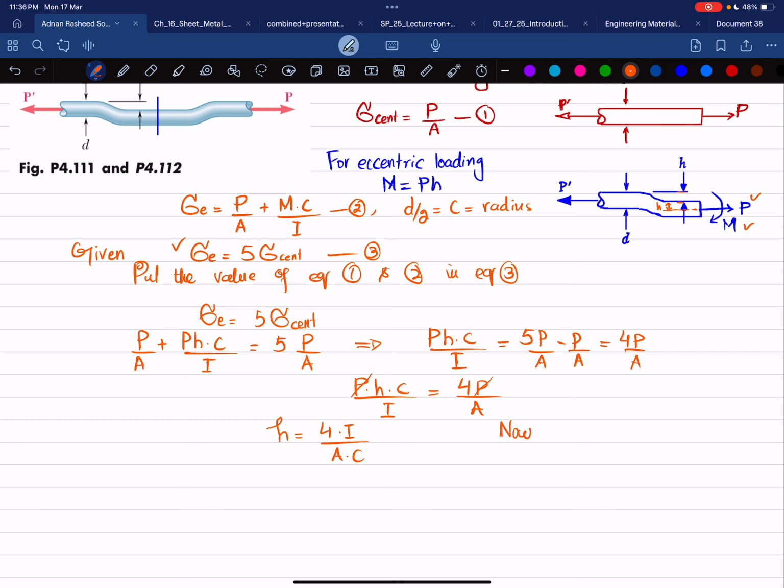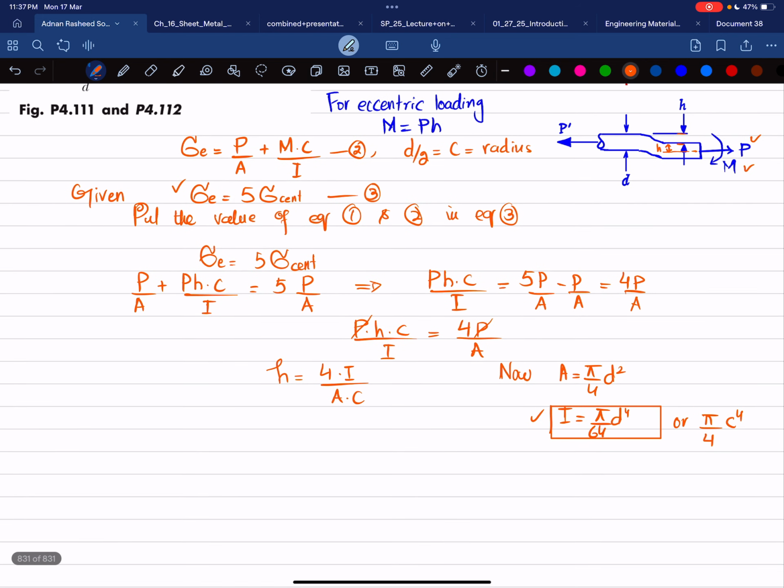Now what will be the area? If the diameter is given, the area is equal to pi by 4 d square. And what is the moment of inertia? For diameter d, it is equal to pi by 64 d power 4. This is the formula for the second moment of inertia of a solid circular shaft. Or if you use radius, it will be equal to pi by 4 c power 4. We will use the diameter version because all the values are given in diameter. As we are using diameter, C is also here, so we can write C as equal to D divided by 2.